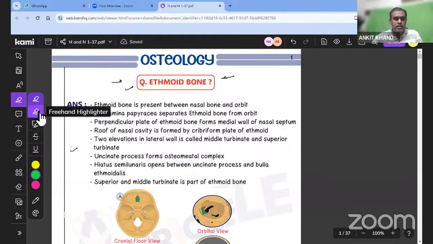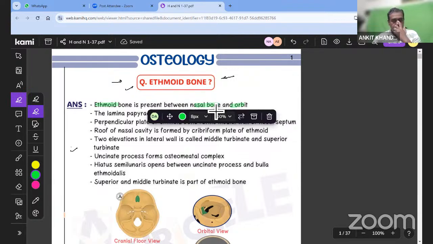Here we have some details. The ethmoid bone is present between the nasal bone and orbit. As I already told you, we have the paranasal air sinuses. This is the nose over here. Here we have the nasal bone, right at the upper part of the nose, and then here we have the eyeball locked inside the orbit. So between the nasal bone over here and the orbit over here, we have the ethmoid bone, having the ethmoid paranasal air sinuses.